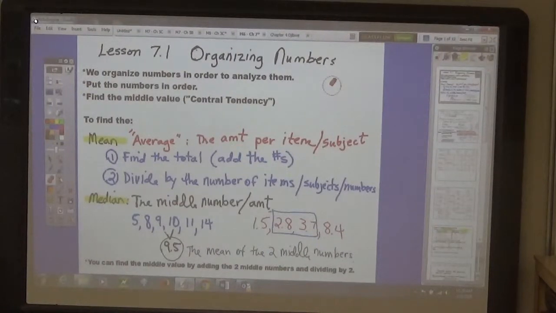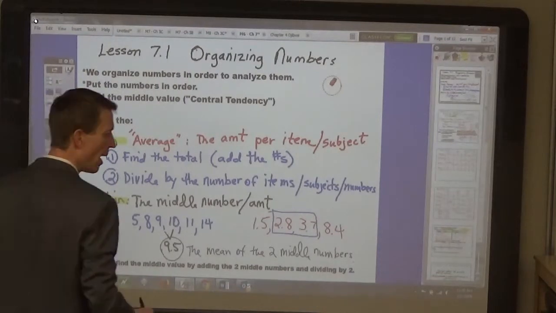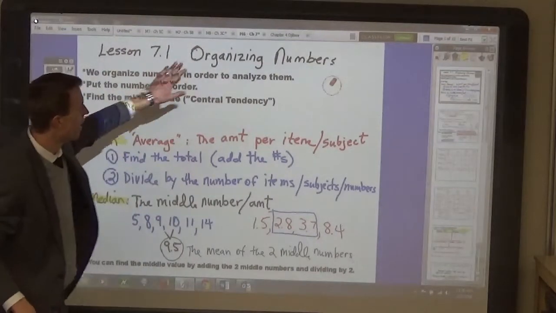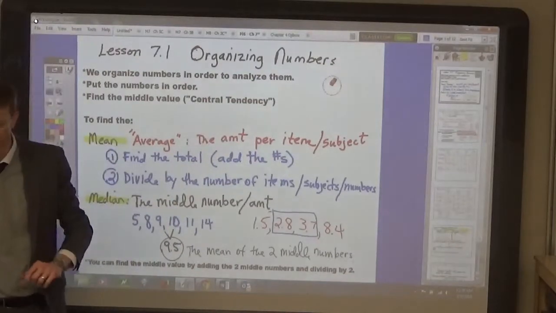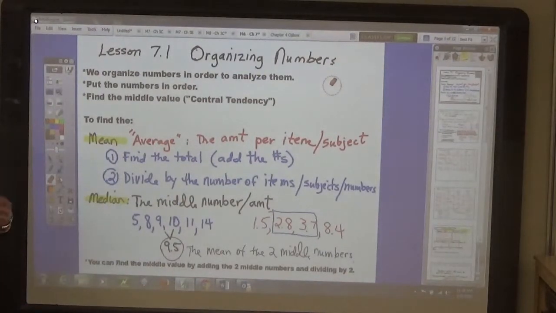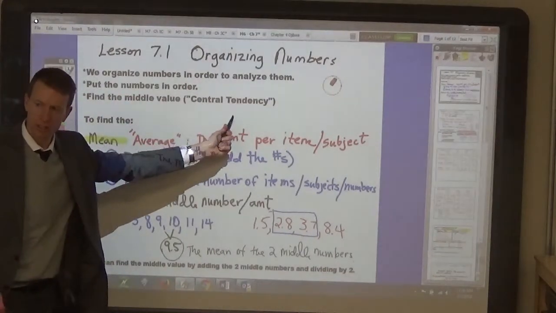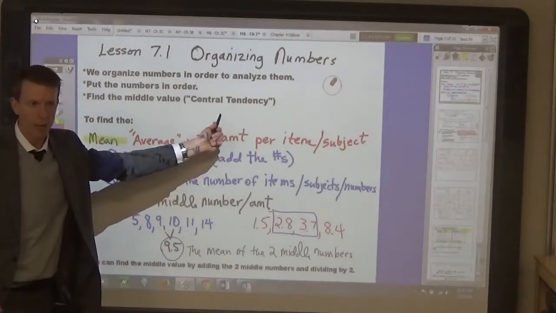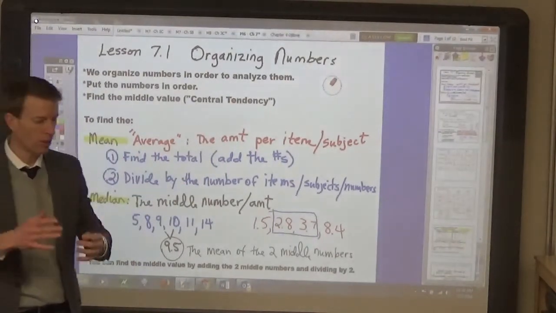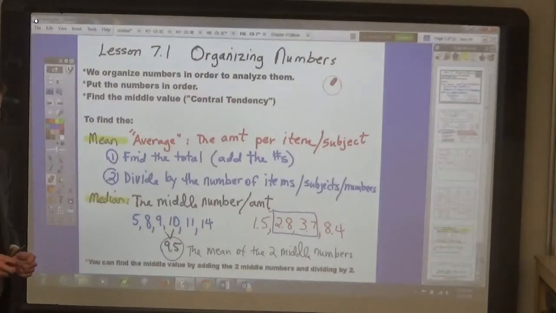All right, sixth graders. So in our first lesson in chapter 7, we're going to be learning about ways that we can organize a set of numbers. And then, once we have them organized, we can analyze them. And in this first lesson, we're going to talk about how to find different measures of what's called central tendency. These are all ways to find the central numbers in the set, kind of the middle of the set.